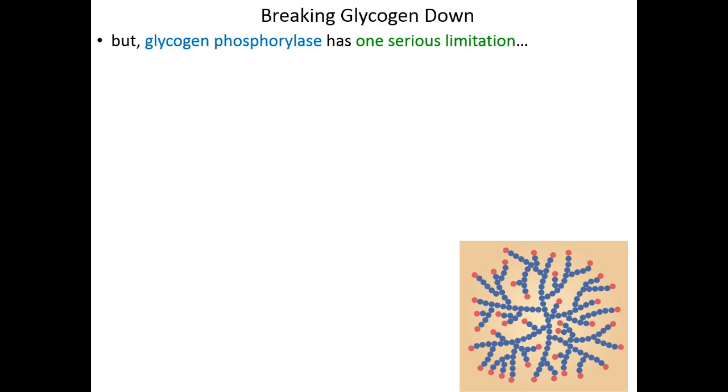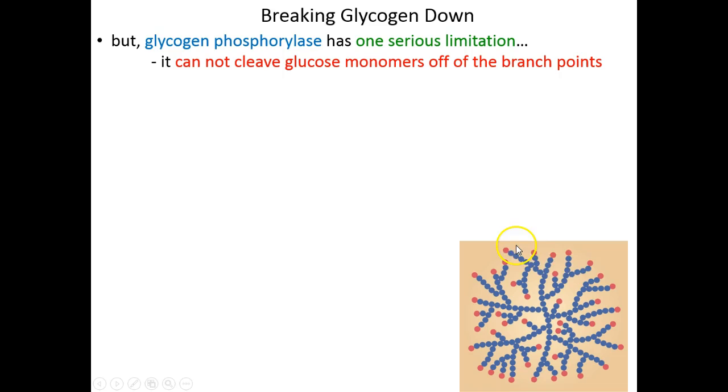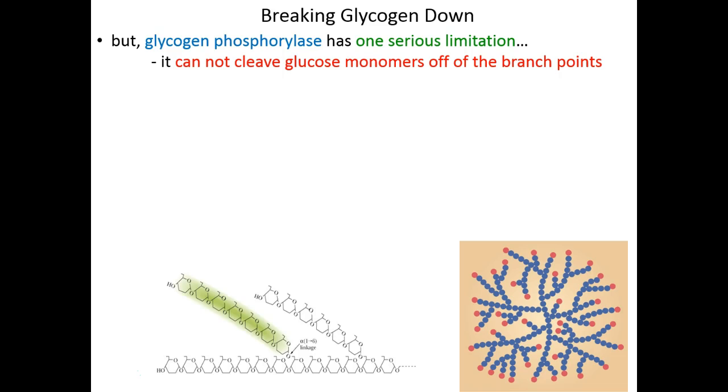So that's all well and good, but glycogen phosphorylase as an enzyme has one serious limitation. It can't cleave glucose monomers off of branch points. In other words, if we look here, glycogen phosphorylase can remove this red glucose. It can remove this one, this one, this one, and this glucose here is a branch point glucose. It establishes this branch, and glycogen phosphorylase cannot remove that last glucose. If that were the case, then we could chew each of these branches down to their branch points and then be stuck, and there would be so much glucose left unyieldable.